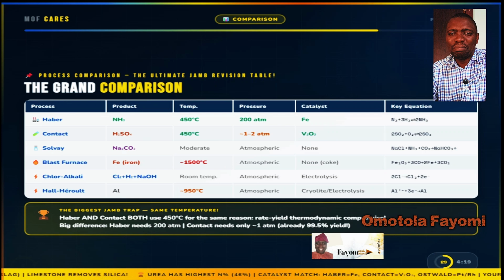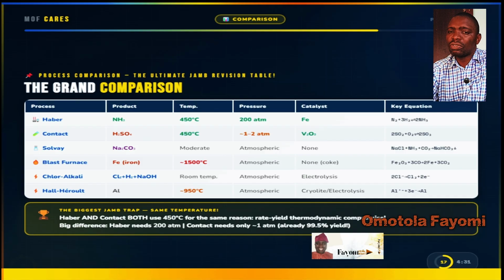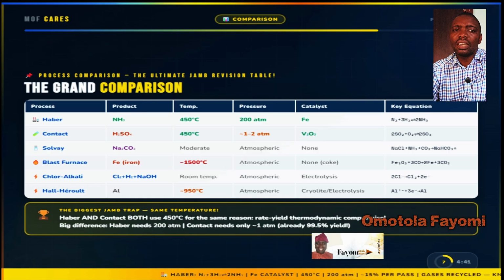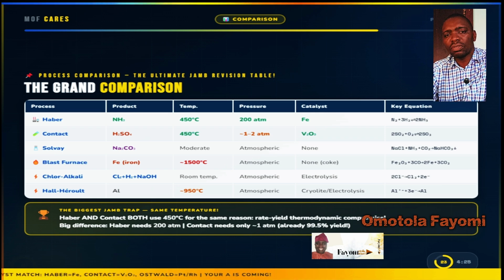This is your ultimate revision table, the grand comparison of all industrial processes. Master this table and you can answer any JAMB industrial chemistry question. The temperature pattern is that Haber and contact both use 450 degrees Celsius, same reason, same compromise, but every other process uses different temperatures. Blast furnace at about 1500 degrees, Hall-Héroult at 950 degrees, Solvay at moderate temperature, chlor-alkali at room temperature. The pressure pattern is that Haber needs 200 atmospheres, significant because of 15% conversion per pass.